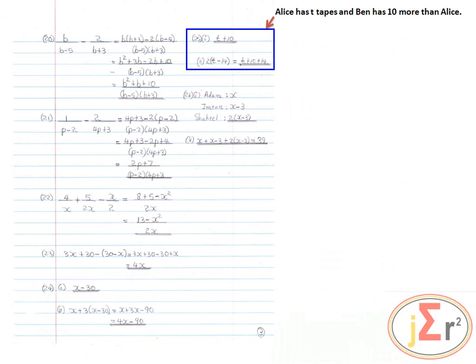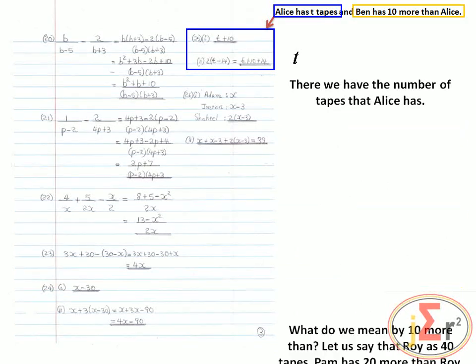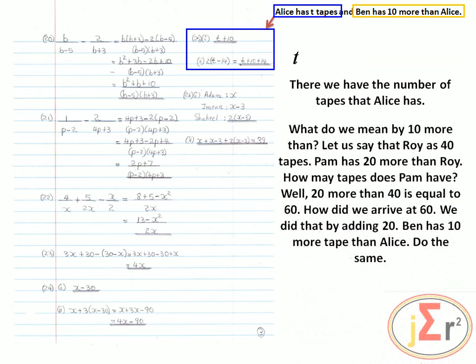Here is another problem. Alice has T tapes and Ben has 10 more tapes than Alice. So Alice has T tapes. No difficulty with that one. What about Ben has 10 more tapes than Alice? What does that mean? What do we mean by 10 more?